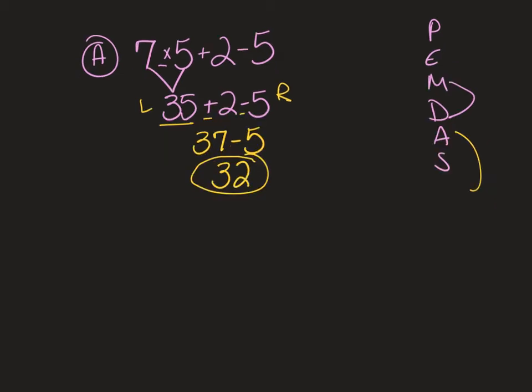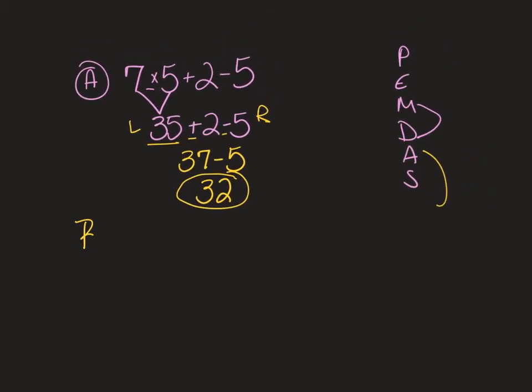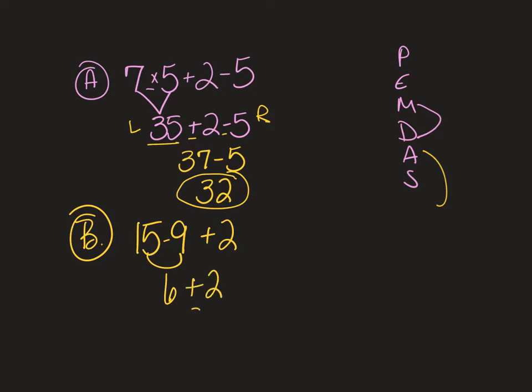Okay? Let's do another problem together here. Let's say we have 15 minus 9 plus 2. Fairly easy, but that's okay. So I have no parentheses, no exponents, and no multiplication or division. So I'm simply going to work from the left to the right with addition and subtraction. So 15 minus 9 is 6. I'm going to rewrite the rest of my problem, and 6 plus 2 is 8. So that is my answer. Now let's do more together.